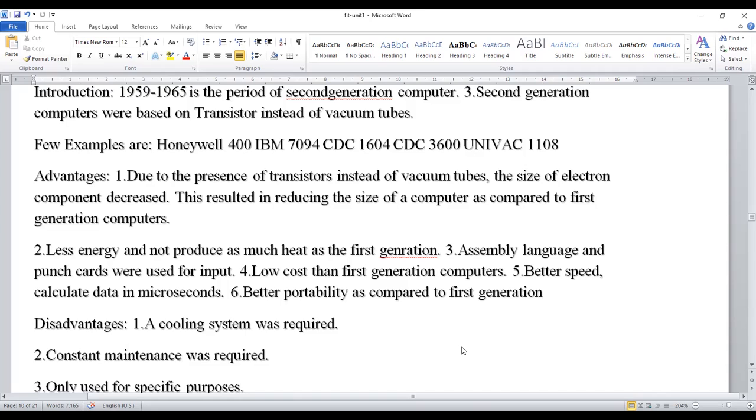Assembly language, and here also we are using assembly language and punched cards. So assembly language was invented, whereas in first generation computers only machine language was there. Machine language means zeros and ones. In second generation we got assembly language. So what is assembly language? A combination of alphabets, numbers and symbols, based on which we give an instruction.